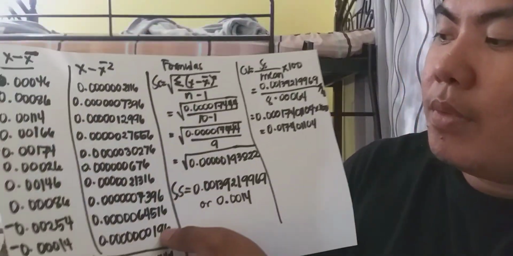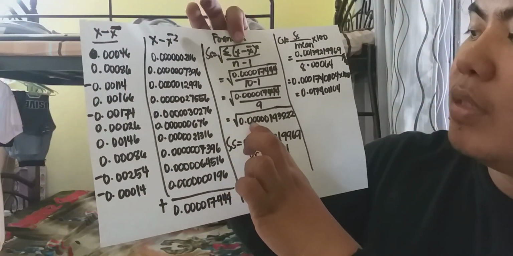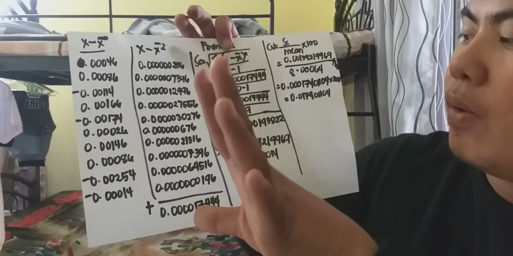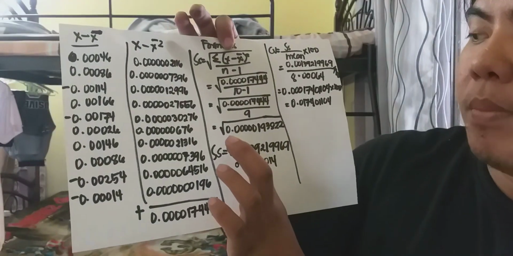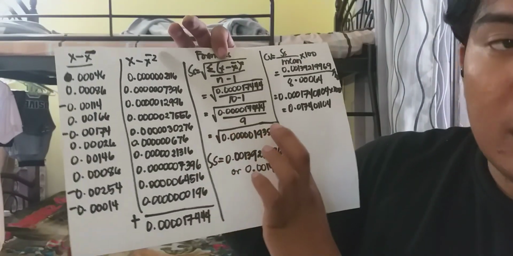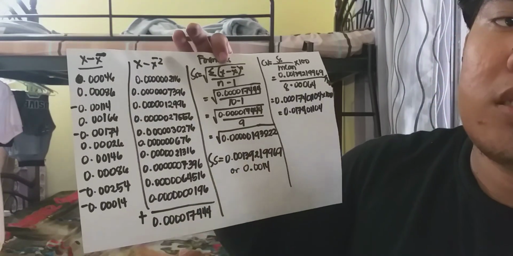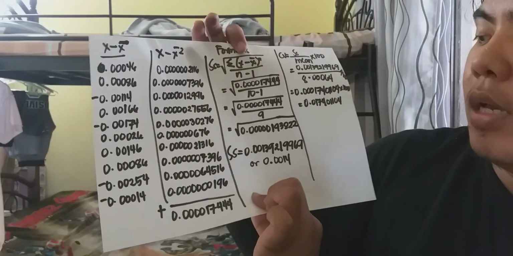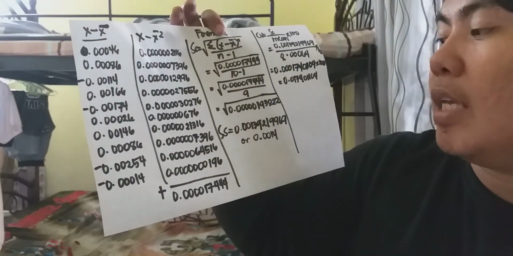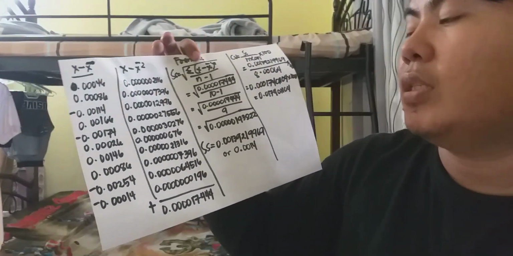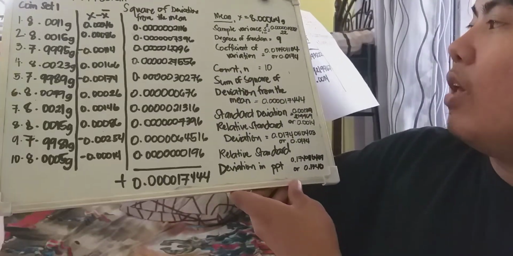As we go on, s is equal to the square root of 0.0000050193822. So, the square root of 0.0000050193822 gives 0.00139219969, or 0.0014. That is our standard deviation. So, we already have our standard deviation.